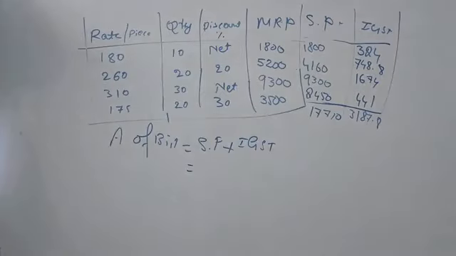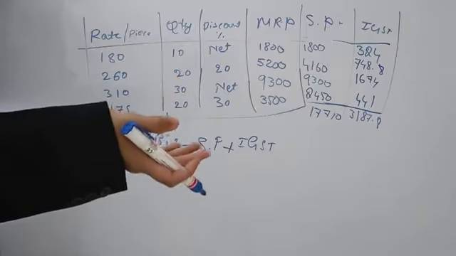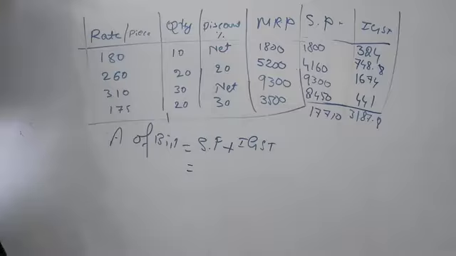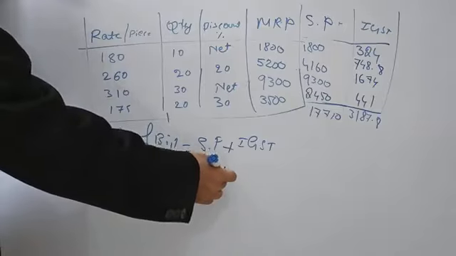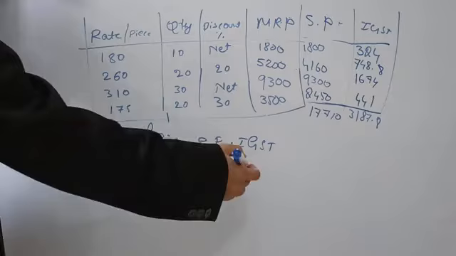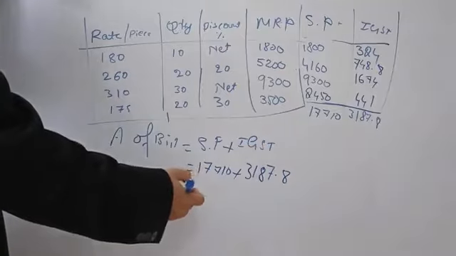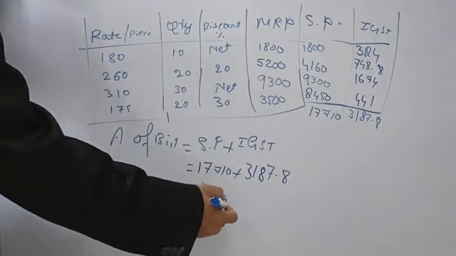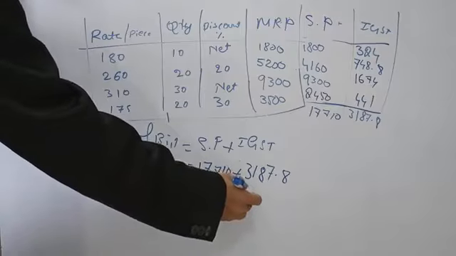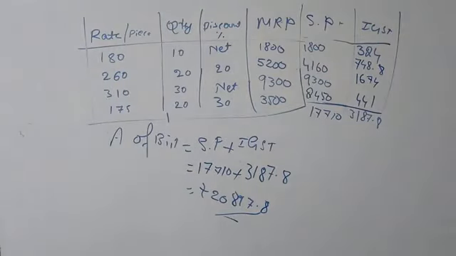For basic knowledge, you have to check my first video. You will learn what IGST and CGST are, and when to take CGST, SGST or IGST. Now we are calculating the amount of bill. The selling price is 17,710 plus IGST of 3,187.8, so the total amount of bill the buyer should pay is 20,897.8.